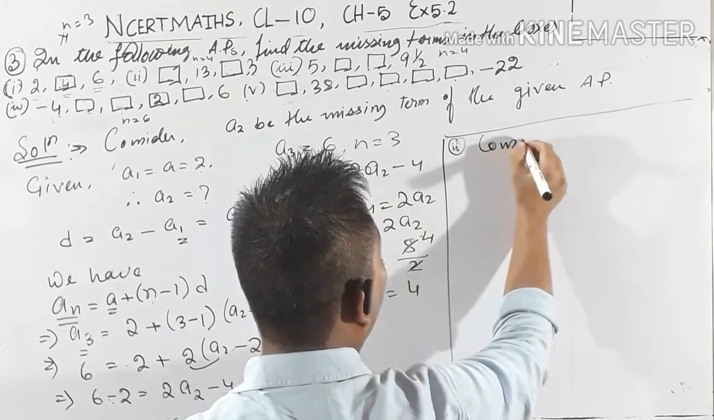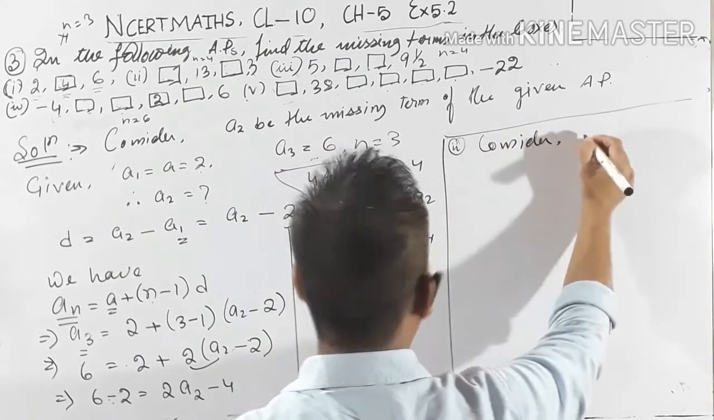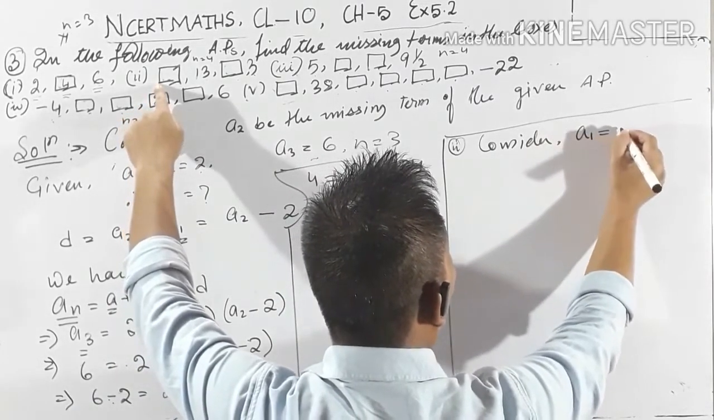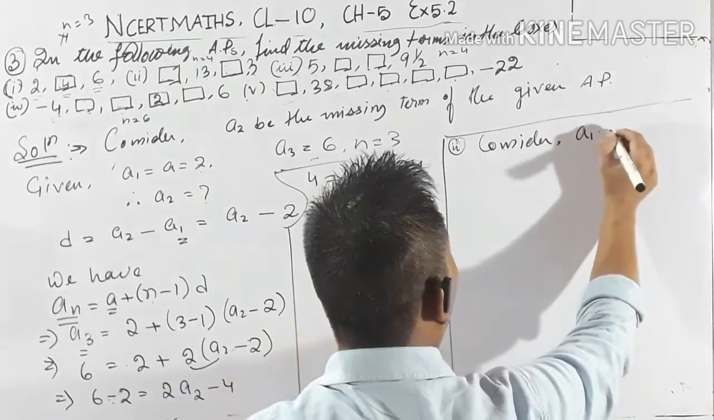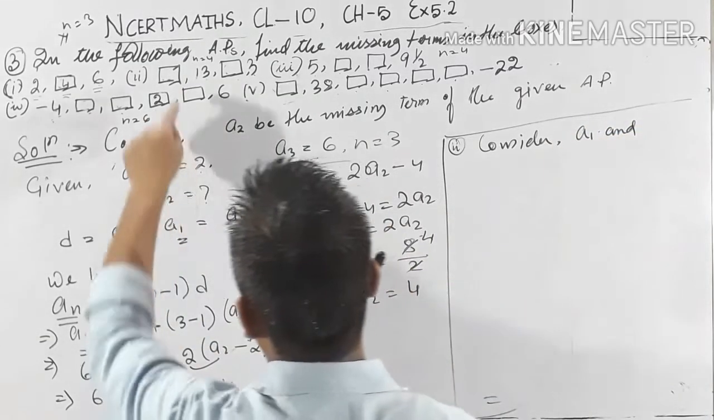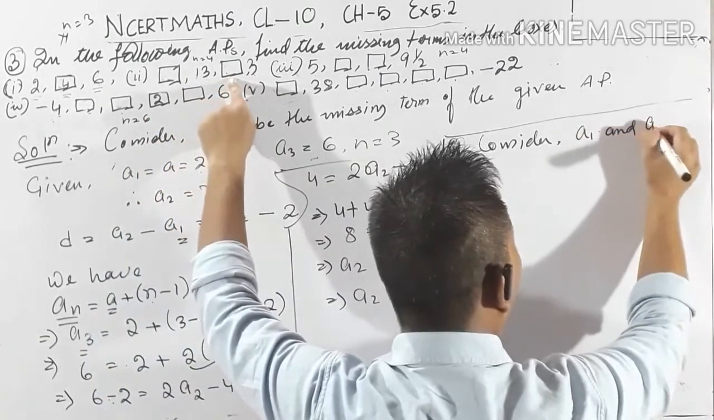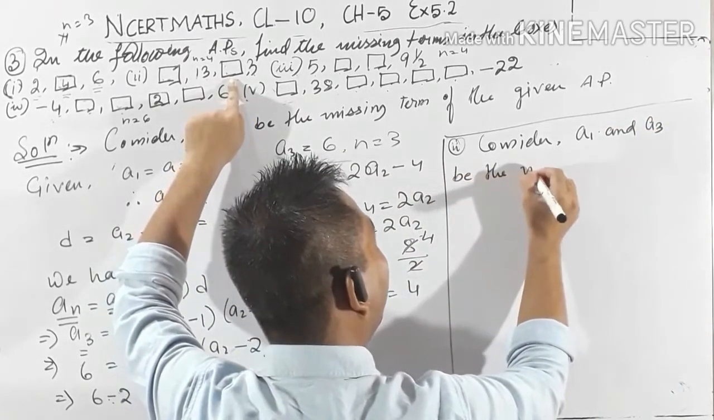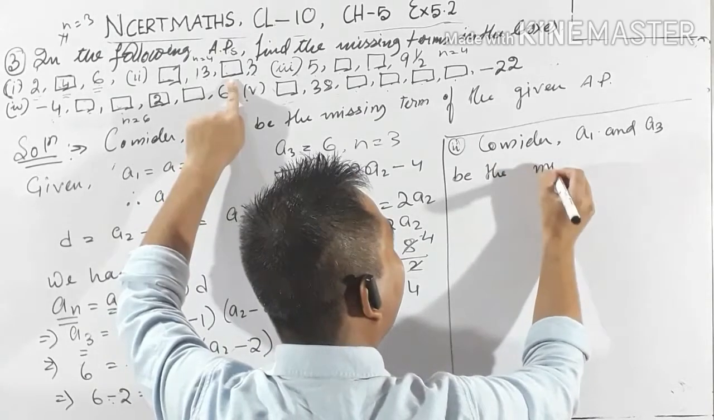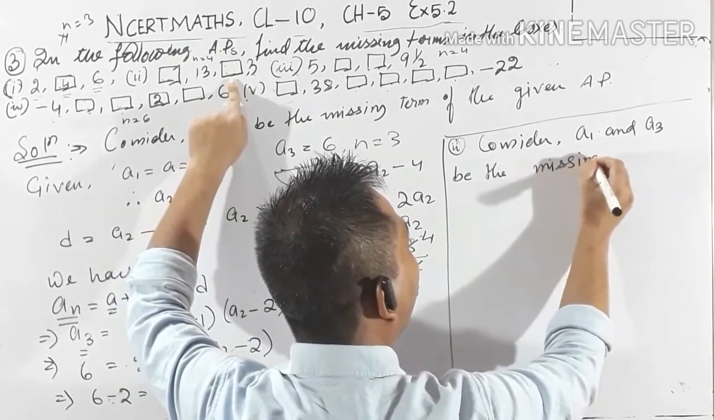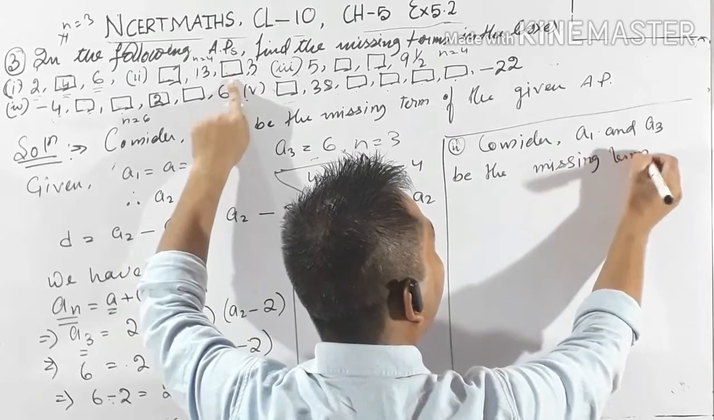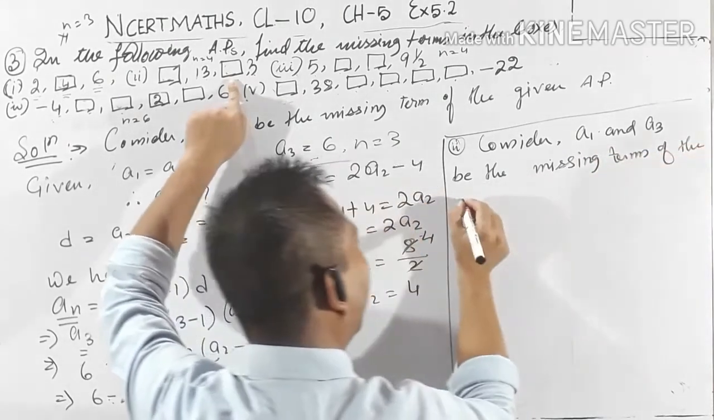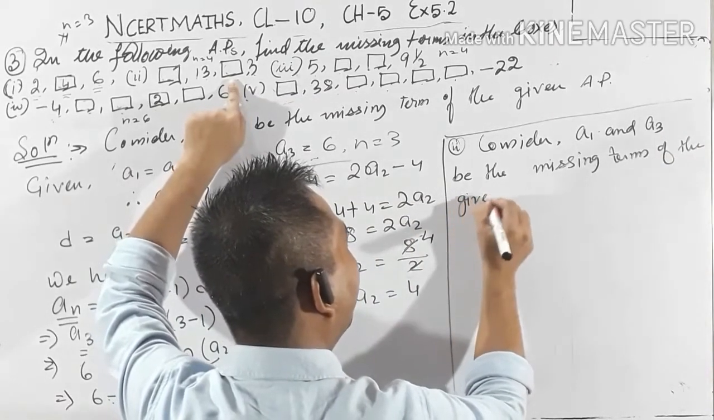Consider the first term, which is not given, as A1. And what else is not given? The third term is not given. Let A3 be the missing term. Okay, missing terms of the given AP.